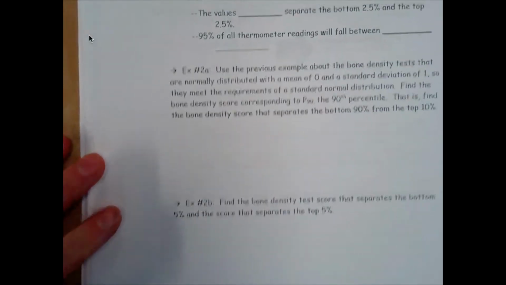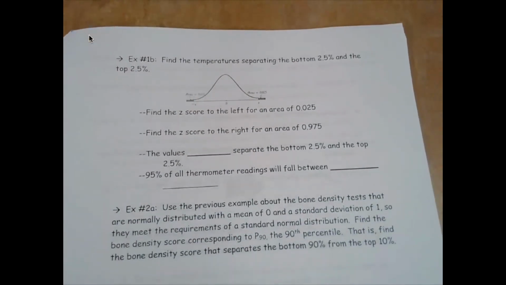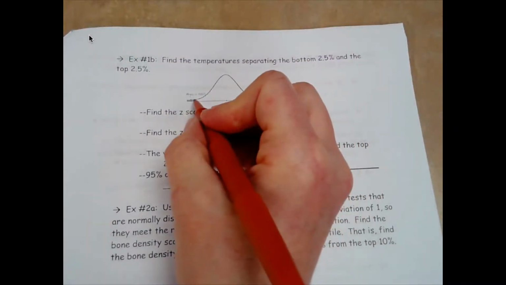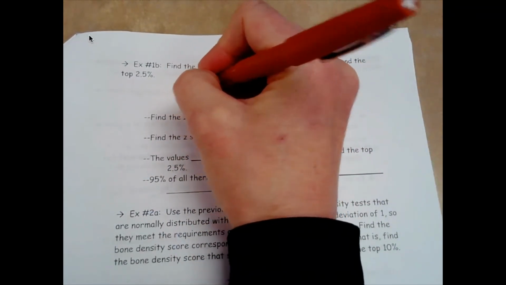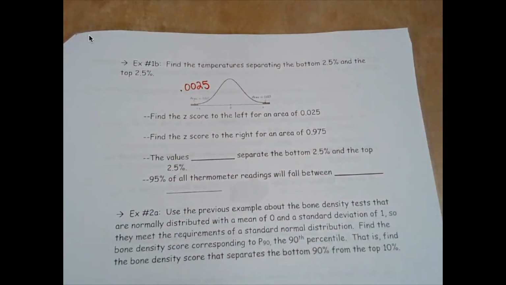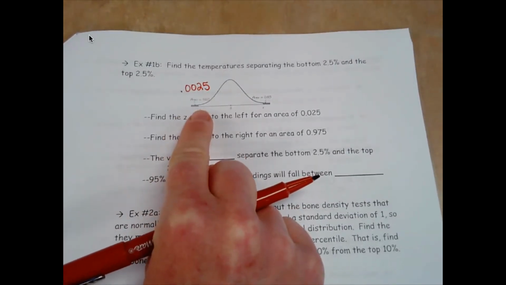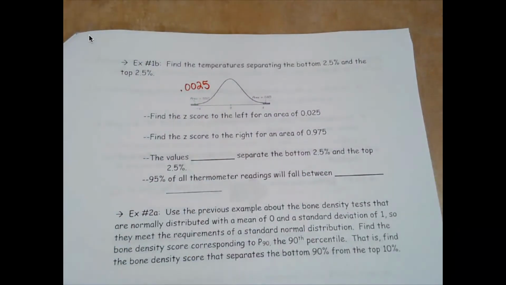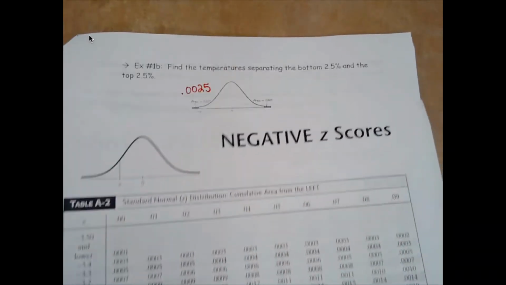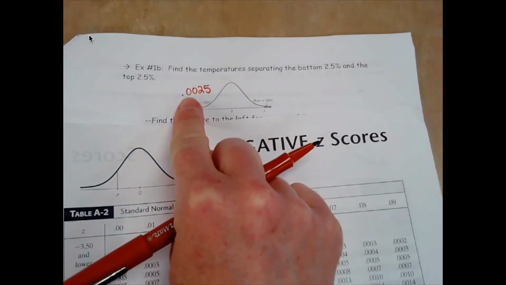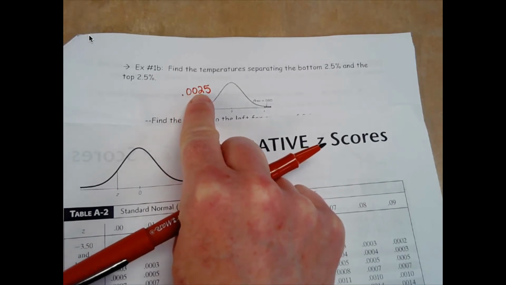Let's look at the next page. Example 1B, find the temperature separating the bottom 2.5% and the top 2.5%. Okay, so see how the area says 0.0025. So we know that this is going to be a negative z-score. So we're going to look on our negative z-scores, and we're going to look in the body of our table for 0.0025.